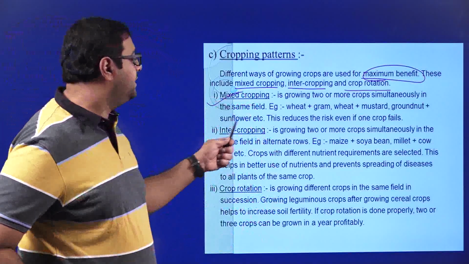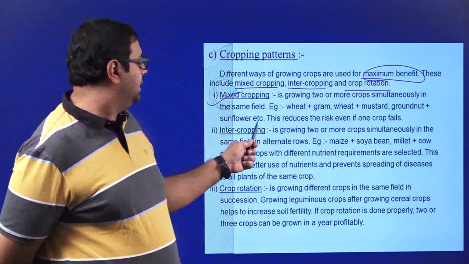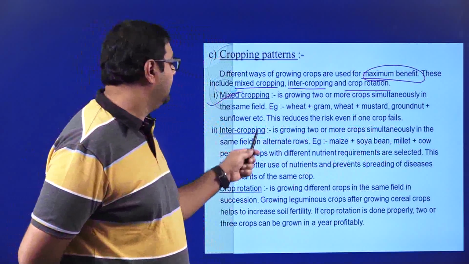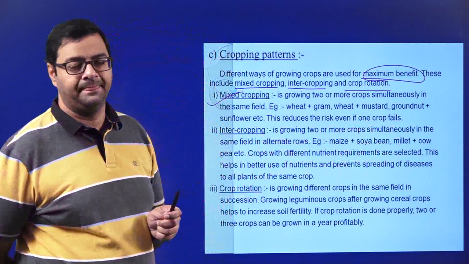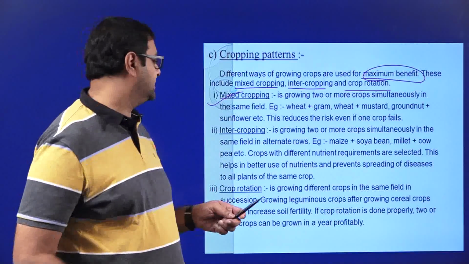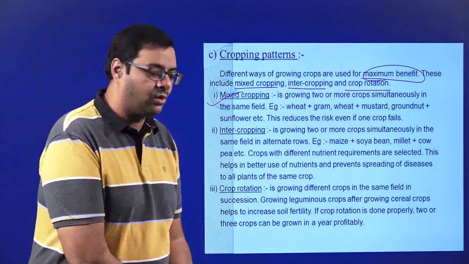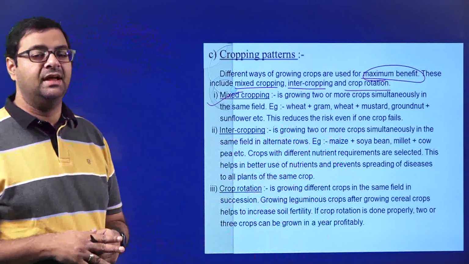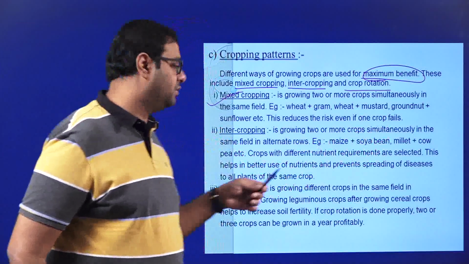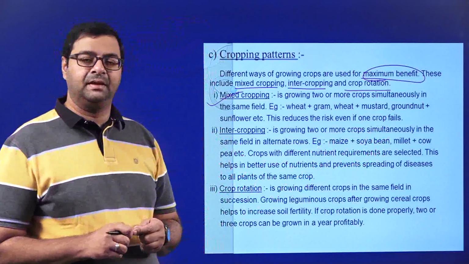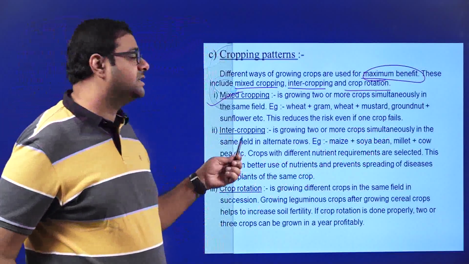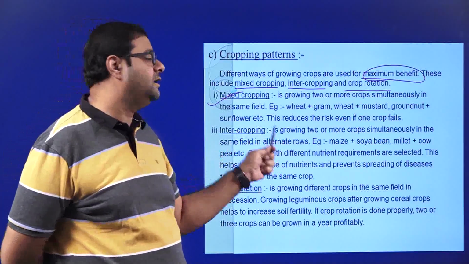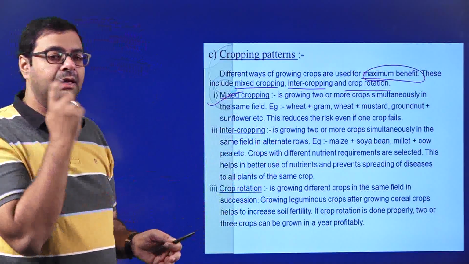Then intercropping. What is intercropping? Intercropping is growing two or more crops simultaneously in the same field in alternate rows. For example, if one row of the plant has maize, the other row will have soya bean. And if one row has millet, the other row will have cowpea. So this is basically intercropping: growing two or more crops simultaneously in the same field in alternate rows, one after the other.